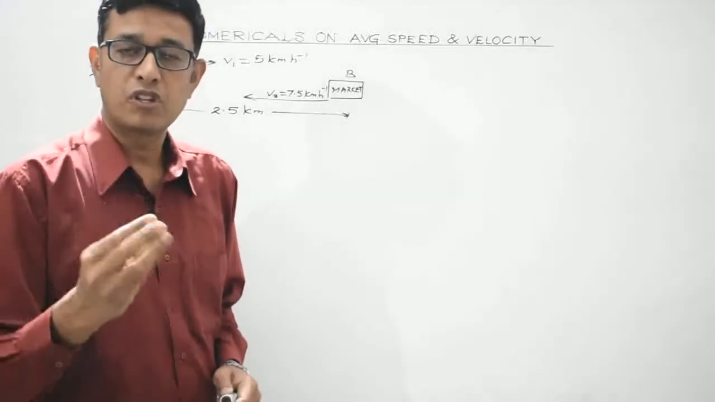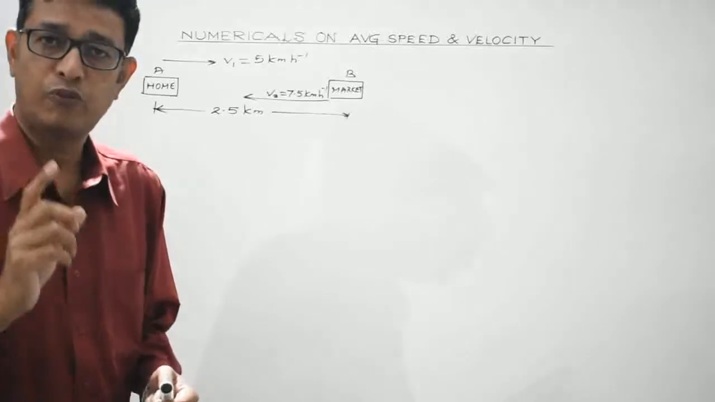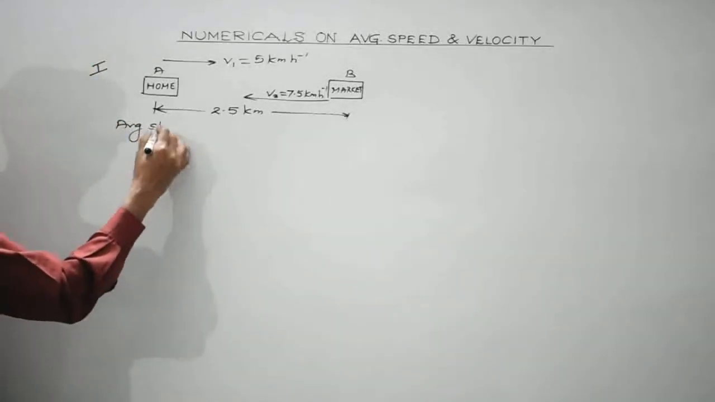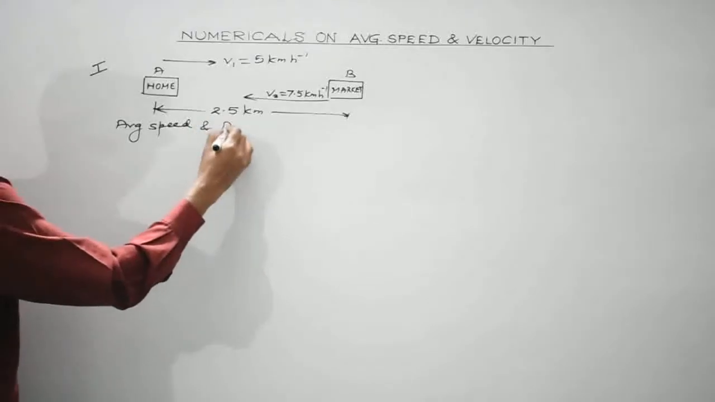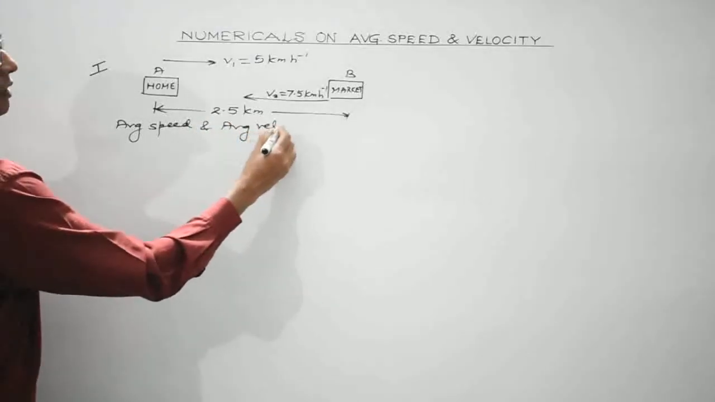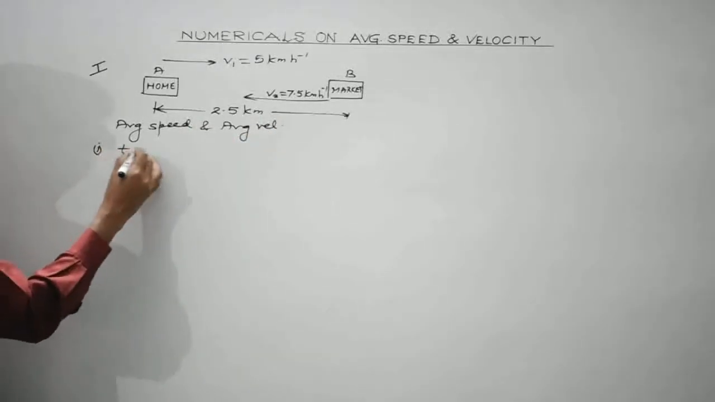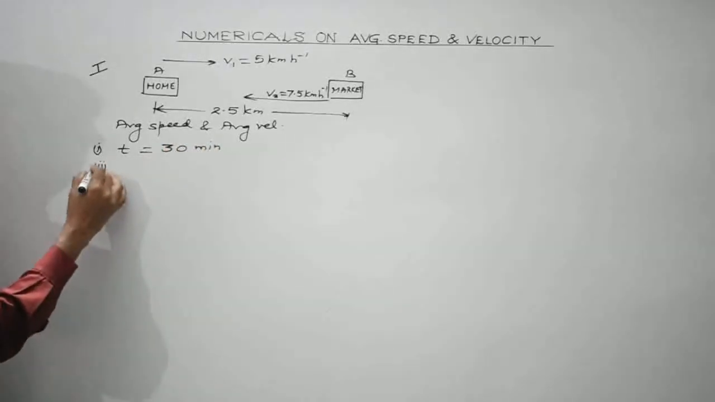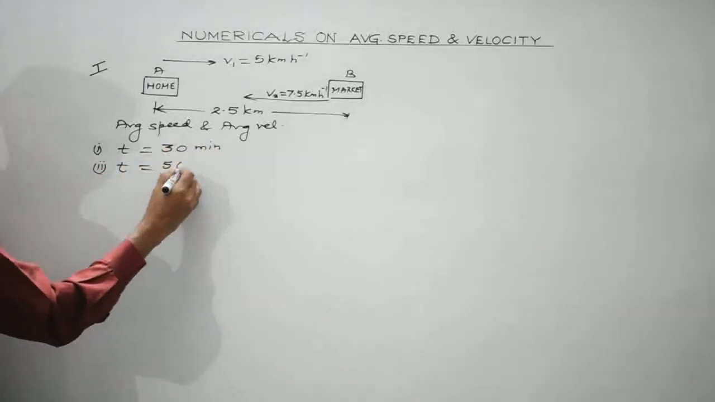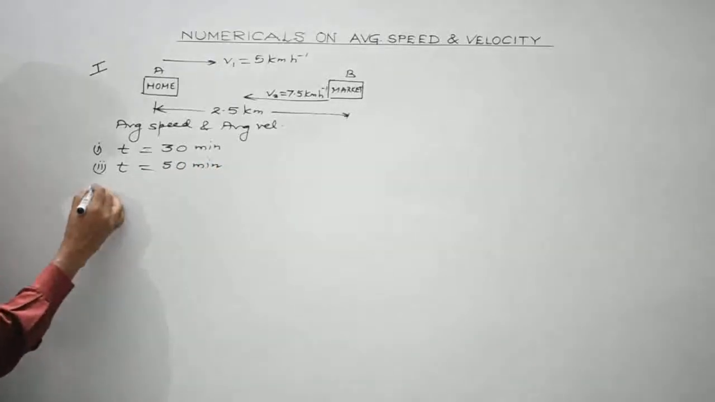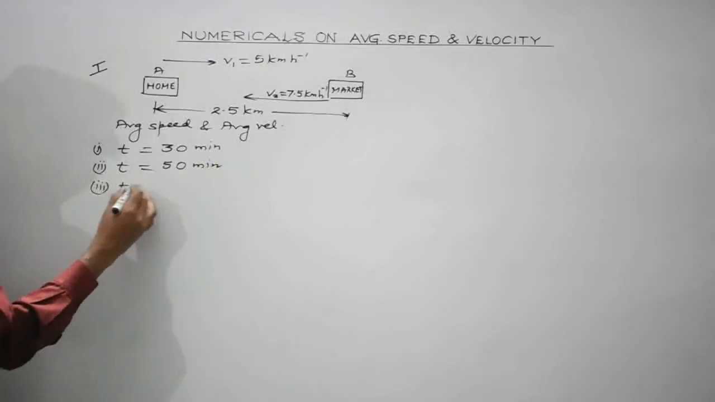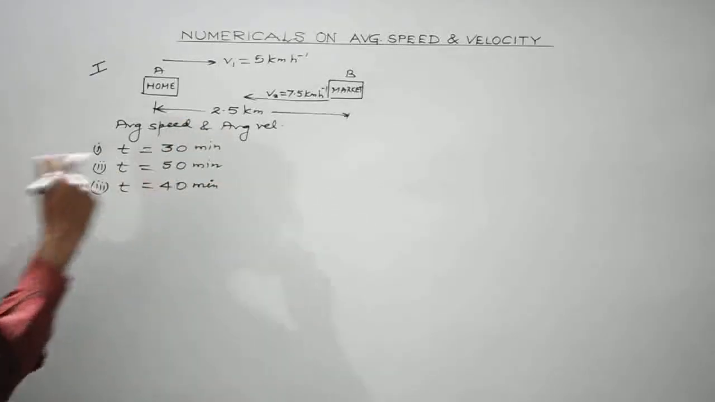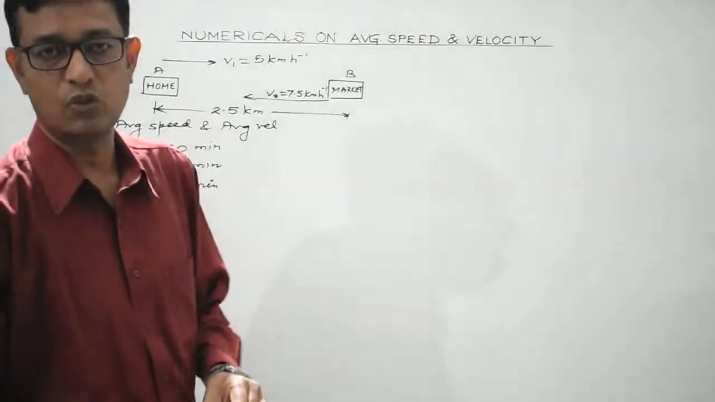So my question is, you are supposed to find out the average speed and average velocity during the time interval t equals 30 minutes. Second part is during the time interval t equals 50 minutes. And third part is during the time interval t equals 40 minutes. So these are the three parts of this question.